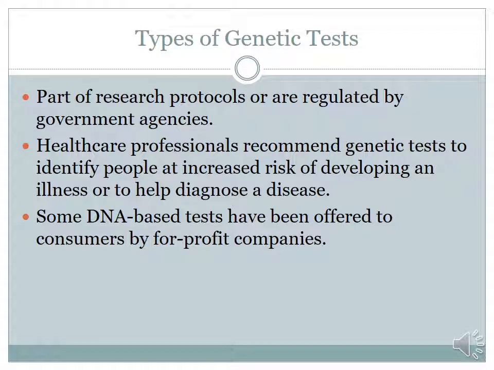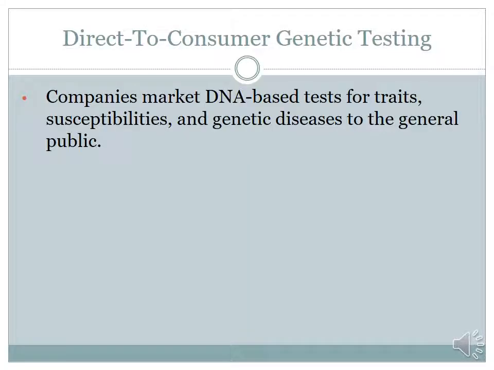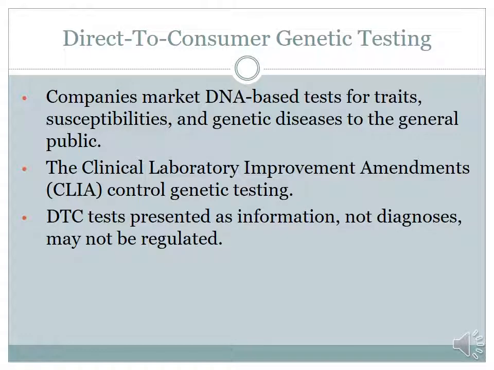If we look at the types of genetic tests, we see that genetic tests can be part of a research protocol, or they can be regulated by government agencies. Healthcare professionals can recommend genetic tests to identify people at increased risk of developing an illness or to help diagnose a disease. Or some of the types of DNA-based tests have been offered to consumers by for-profit companies. Companies have marketed direct-to-consumer testing for traits, susceptibilities, and genetic diseases.